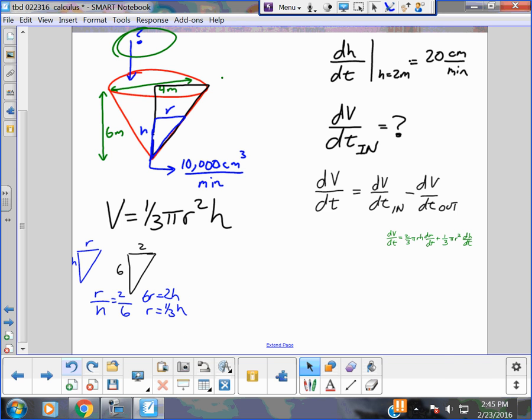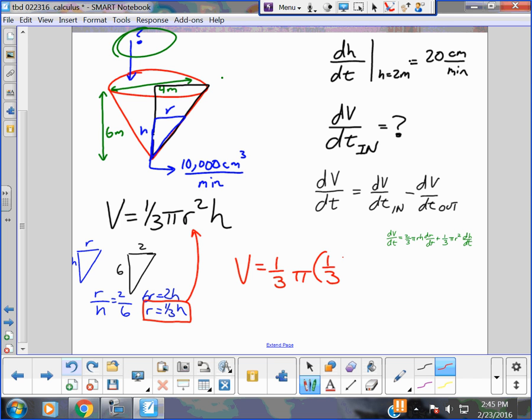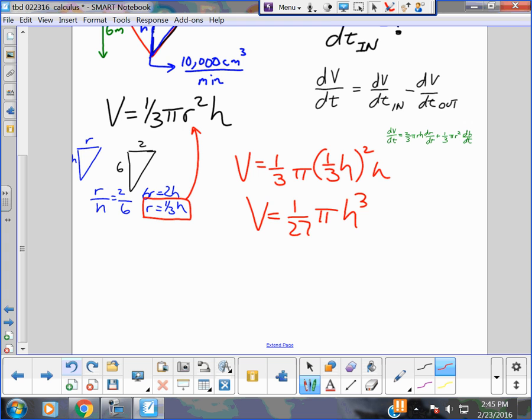So now I'm going to say, well, okay, I can take my 1/3 h for r and plug that in. Volume equals 1/3 pi, 1/3 h quantity squared, times h. I get volume equals, a third h is 1/9 h squared, so I get 1/27 pi, because the third times the ninth, h squared times h is h cubed.